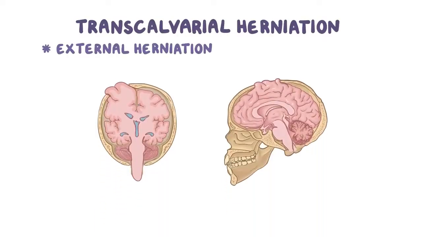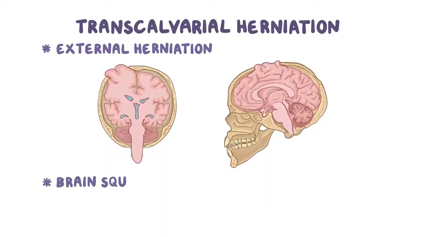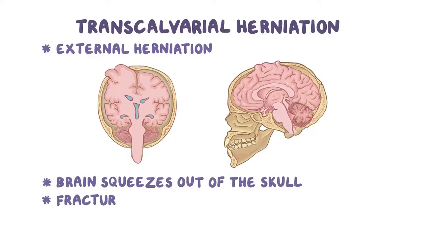The fourth type of supratentorial herniation is transcalvarial herniation, which is also called an external herniation. In this, the brain squeezes out of the skull through a fracture or surgical site during an operation.